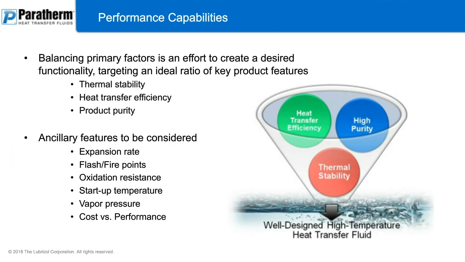So for performance capabilities: we just talked about temperature capabilities, now let's get into performance capabilities. What you need to look at for the capability of the fluid as a primary factor is functionality based off of three key features. You want to ask about the thermal stability of the products. You want to look at the heat transfer efficiency of the product. And as we keep harping on, but it's very important, the product purity. Those three areas are going to be the primary considerations of capability for performance.